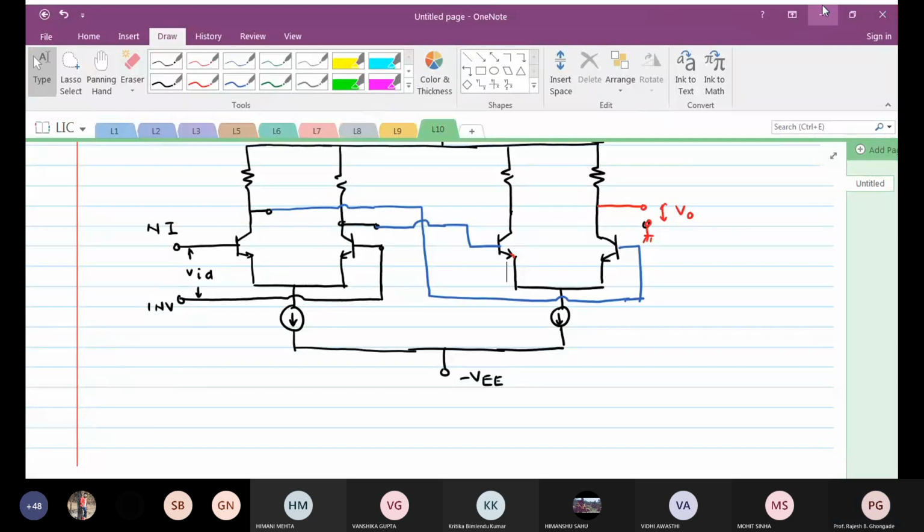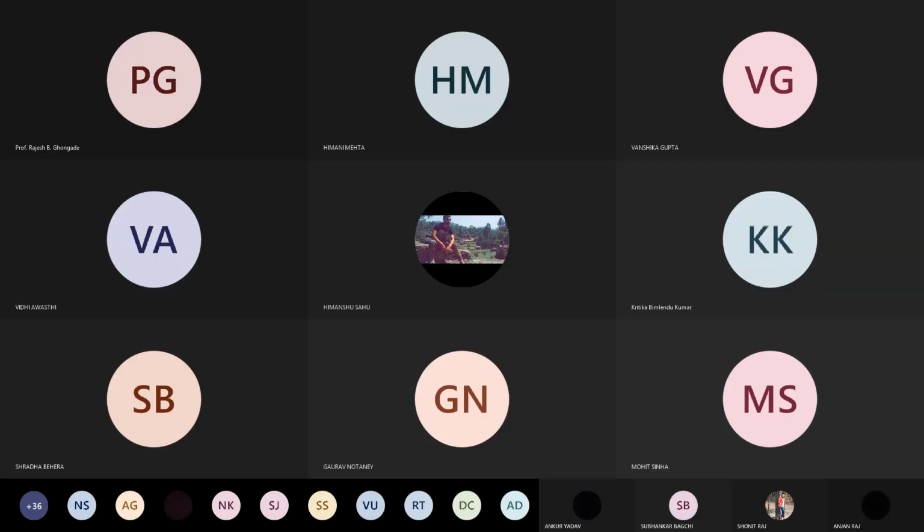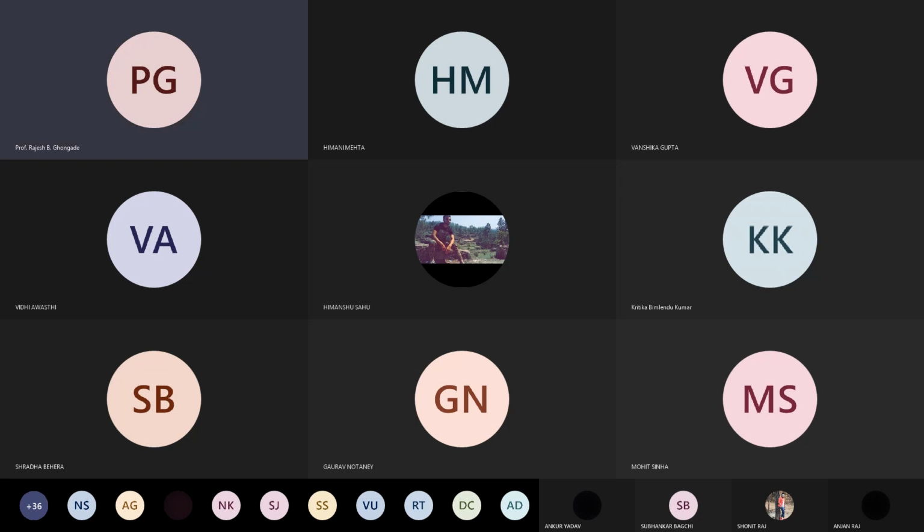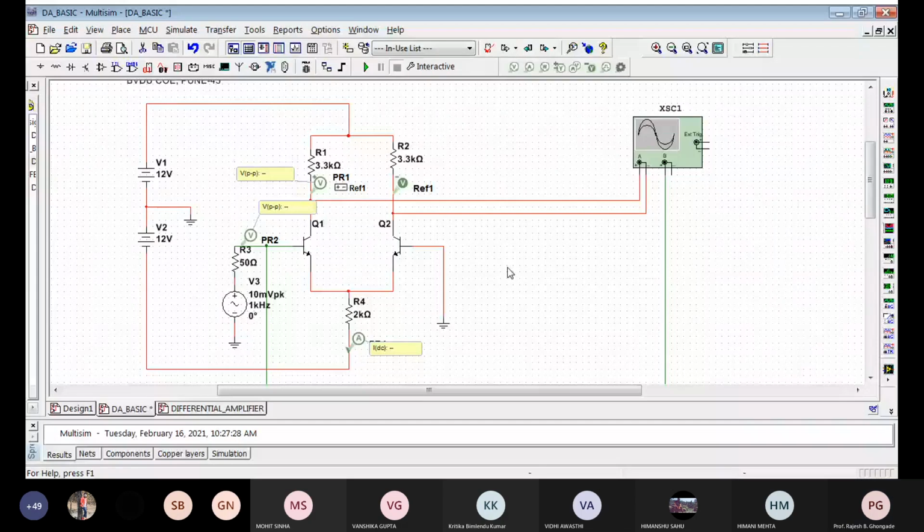All right. Let me switch to the screen, the Multisim screen. Okay, is the Multisim screen visible to all of you? Yes, sir.